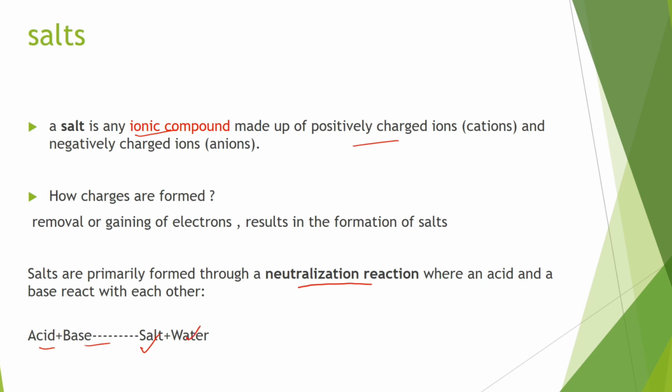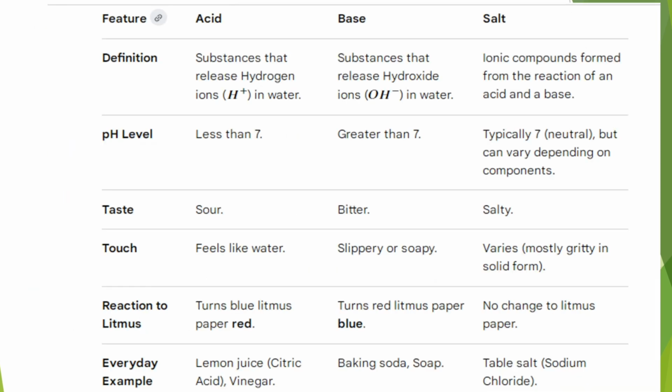How are charges formed? When the salt is formed, the charges are formed by the removal or gaining of electrons, which results in the formation of salts. For example, hydrochloric acid reacts with sodium hydroxide and forms sodium chloride and water. That reaction is known as a neutralization reaction. So today we learned what acids are, what bases are, what the pH scale is, and how salts are formed.